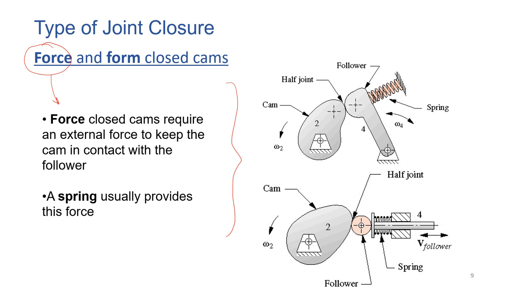And similar is the case over here, where you have this spring forcing the roller to have this contact made with the profile of the cam always. So in both of these cases, it is quite obvious that a spring is being used to exert a force, forcing the follower to keep in contact always with the rotating cam profile. So this is one type of joint closure, what we call force closure.